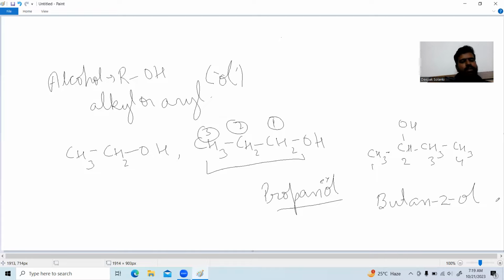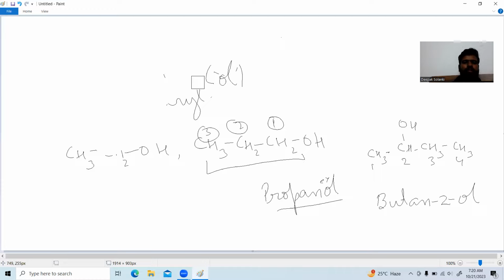Butan-2-ol is the basic name and nomenclature of this compound. This is very important, guys, because we have to deal with it in organic chemistry, and we will cover it in a descriptive manner. So if we move forward with alcohol, with these groups only, we can write.